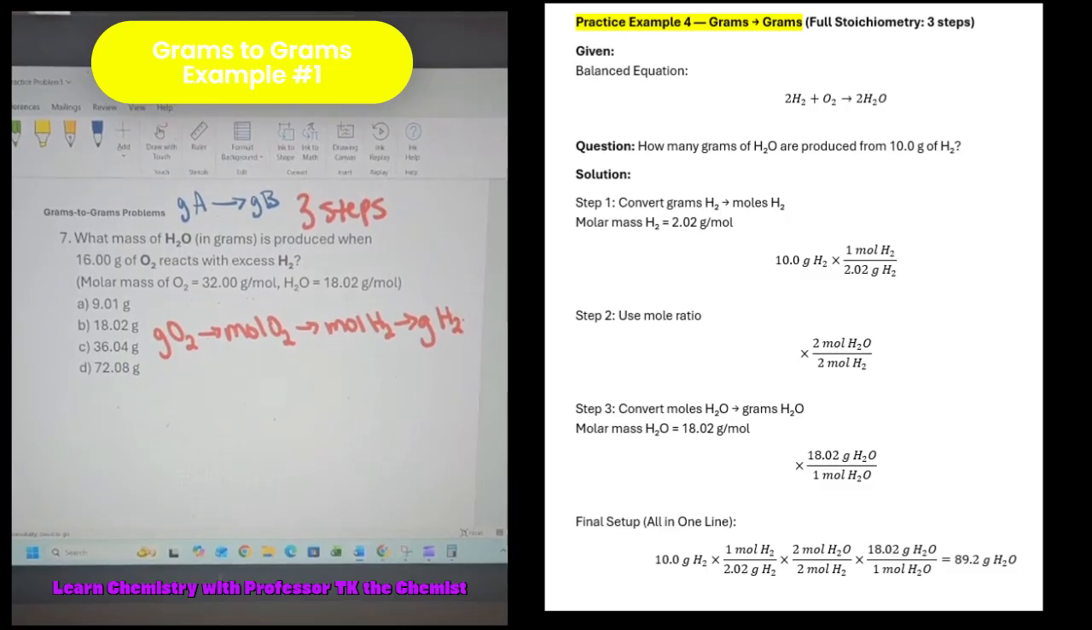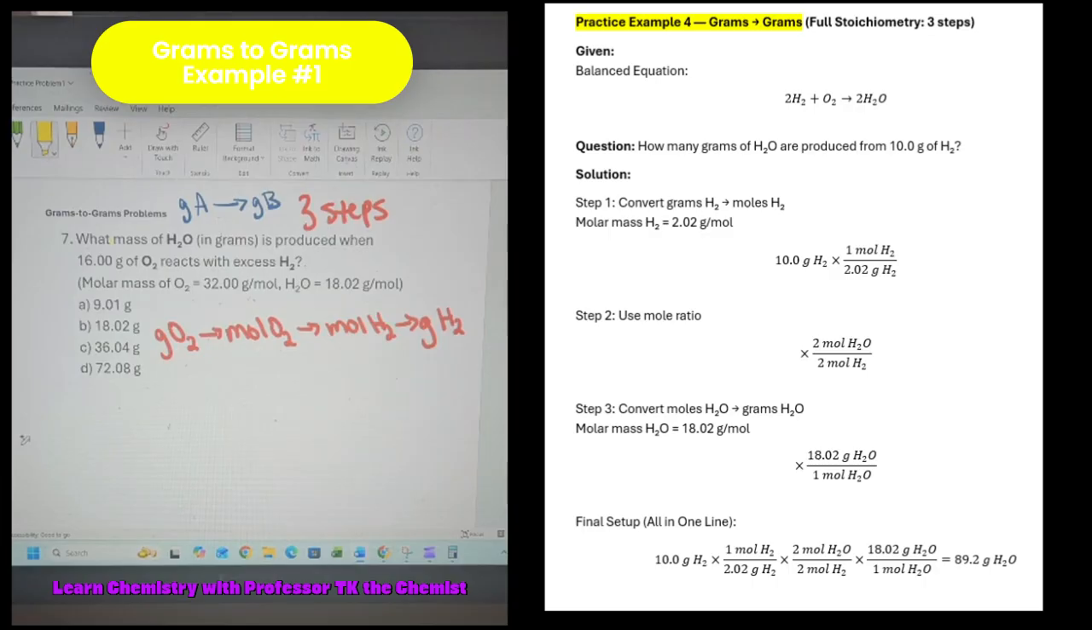And we're going to take it nice and slow. Here we go. What mass of water is produced when 16.00 grams of oxygen reacts with excess hydrogen? Remember what I said? Excess means TMI, too much information that we don't care about. Ignore that excess hydrogen.